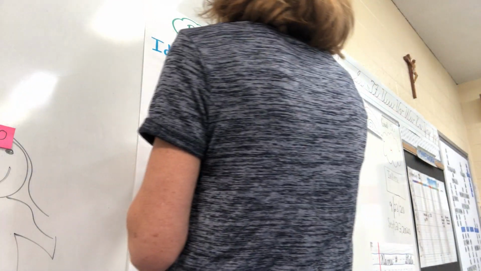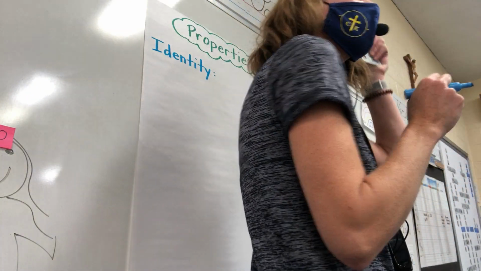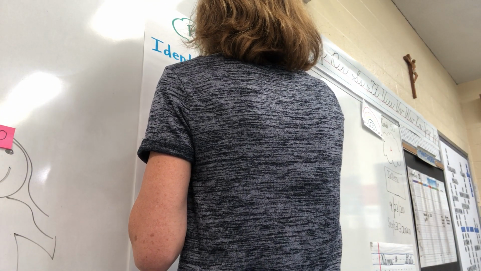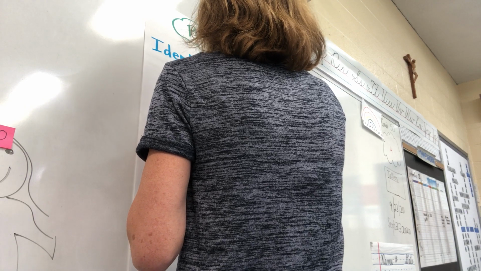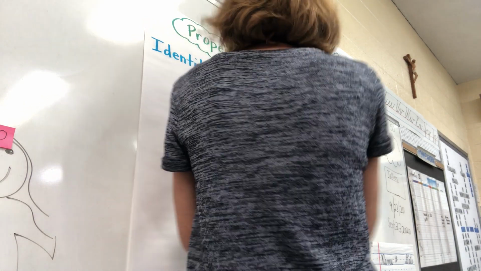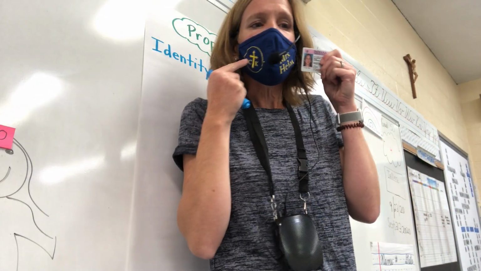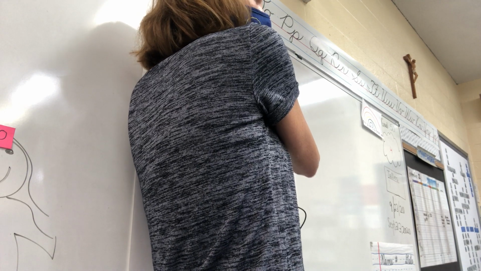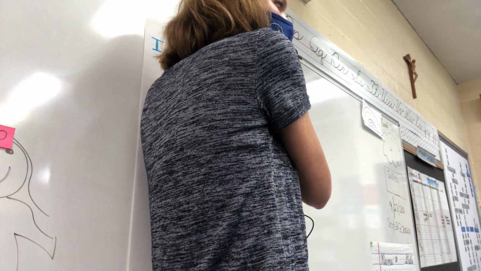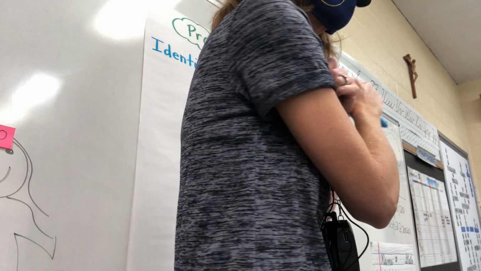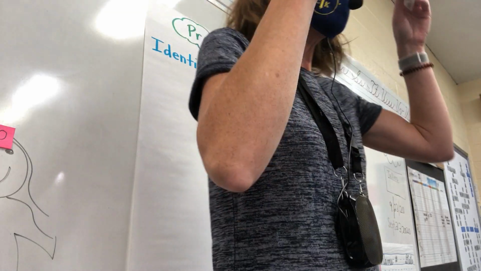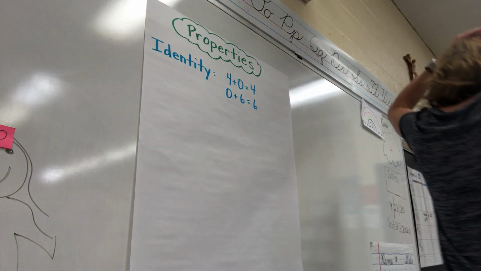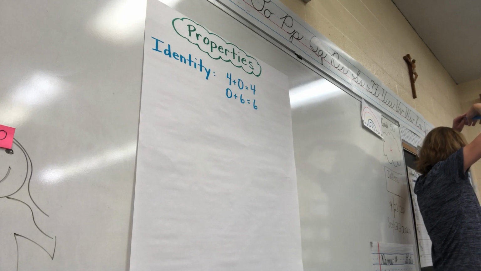Here's the identity. We're going to identify. Ready? 4 plus 0 equals 4. 0 plus 6 equals 6. This ID looks just like me. The sum looks just like the add-in, right? Because the rule is if you add 0 to a number, that number stays exactly the same, right?